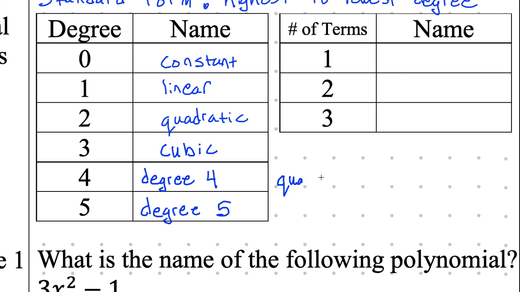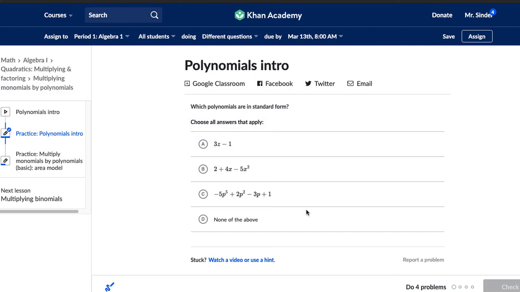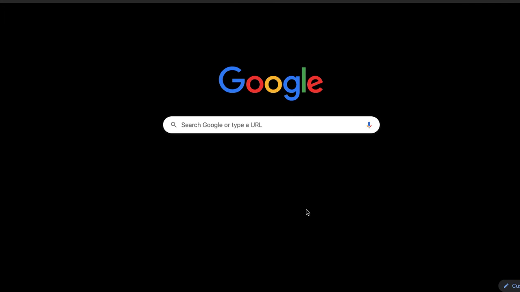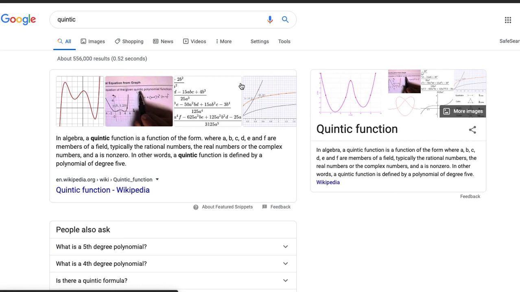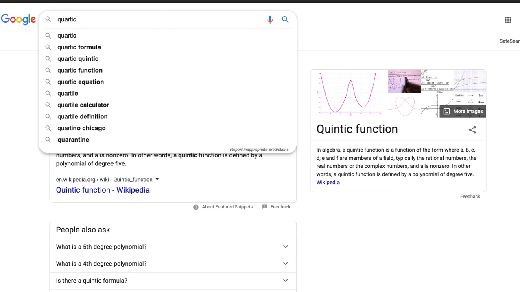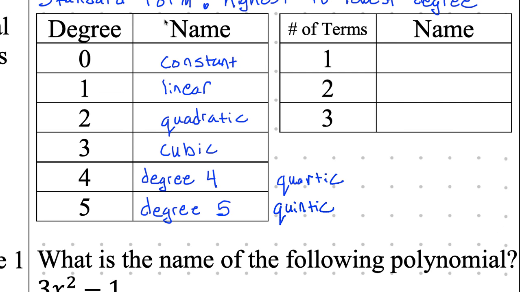Is it C or QU? I'm going to guess QU. Quartic and quintic. But I am not sure if I'm spelling that right. I'm going to freeze the screen and Google these real quick. Is it quintic? It is quintic. I got it. And what about quartic? Quartic? Boom! All right. Good guesses, Mr. Sindel.